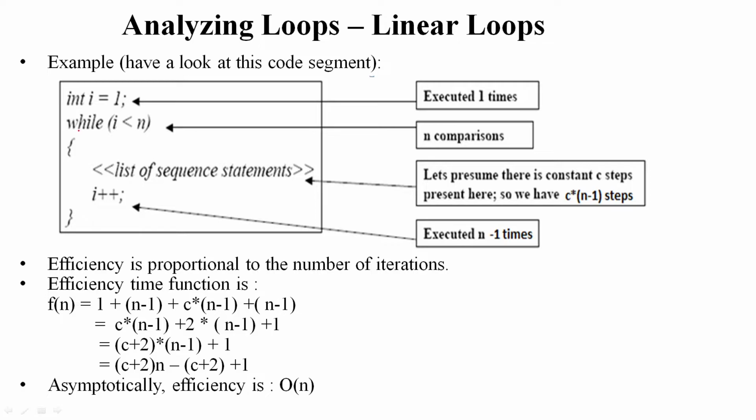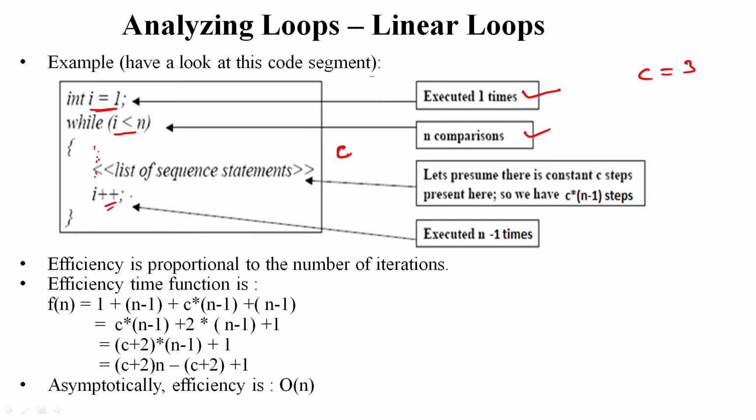Here we are using the while loop. In the while loop, i is assigned 1, which is executed one time. Then i less than n: here i is compared until n, so n times it will be executed. Then any number of statements, these will be c, a constant number of statements. For example, c equal to 3, so 3 statements may be available.